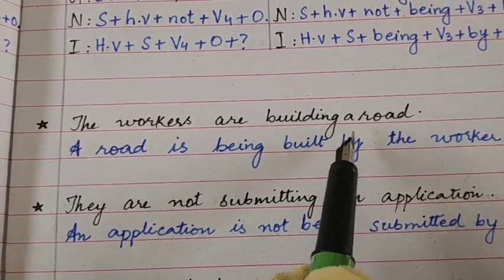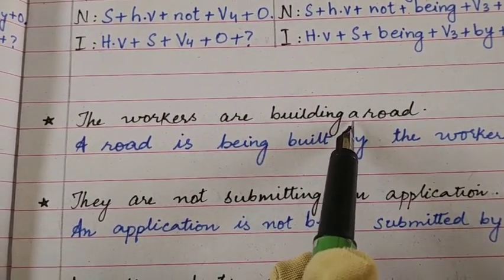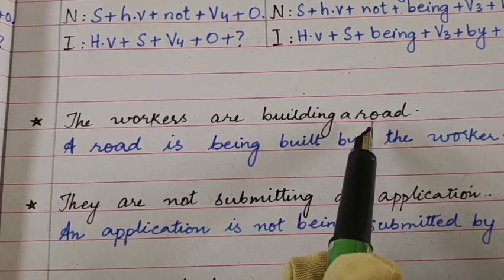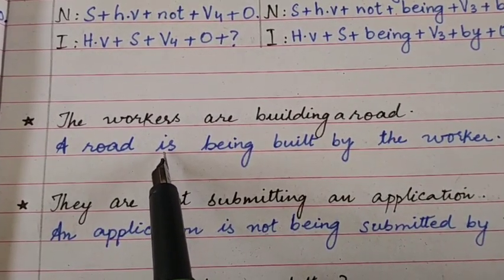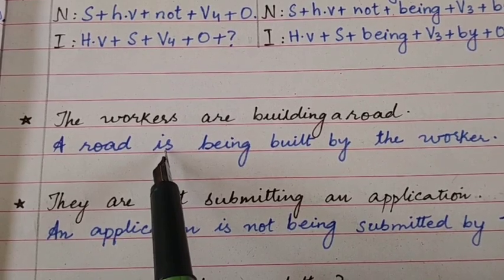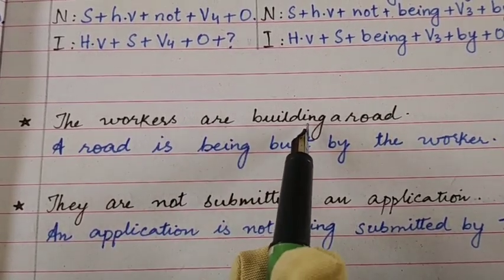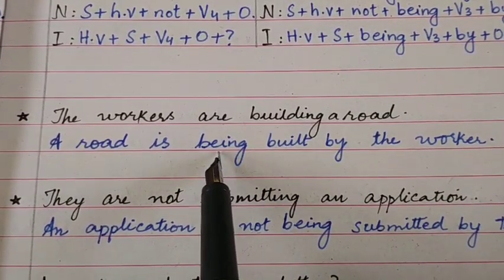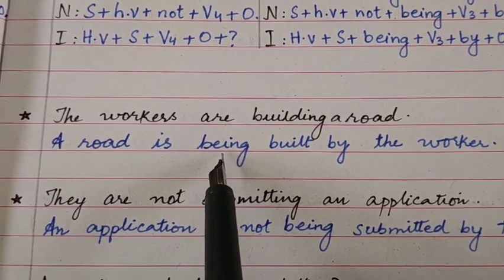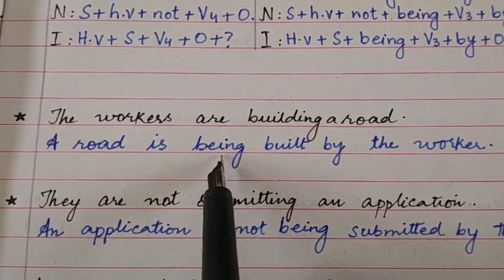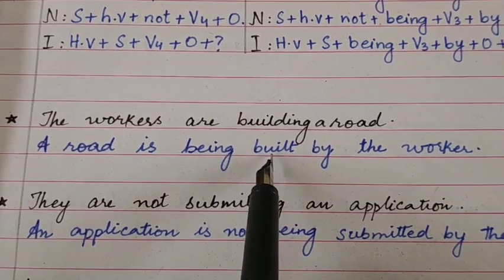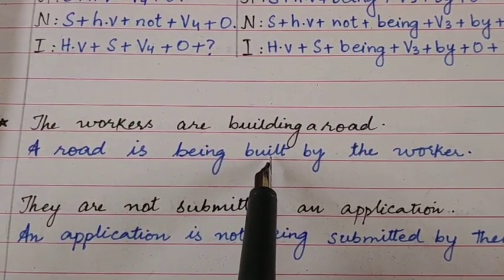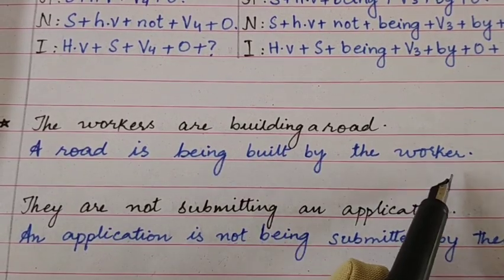Now your new subject is a road. According to road, your verb would be is. Then for the ing form you will have to put being. This is the form of be verb. All right, and then the third form of build, by the workers.